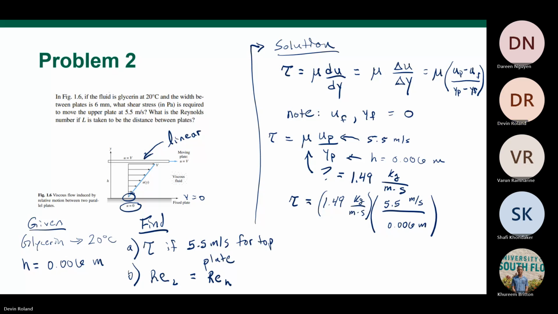So this will be equal to, let me see, 1.49 times... okay, this comes out to be 1365.833 kilograms per second squared meter. That is an answer, but it said it wants it in pascals specifically. So we need to figure out how to turn that into pascals.